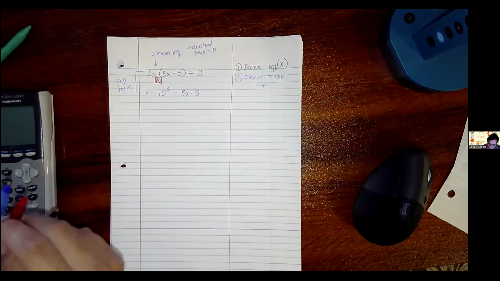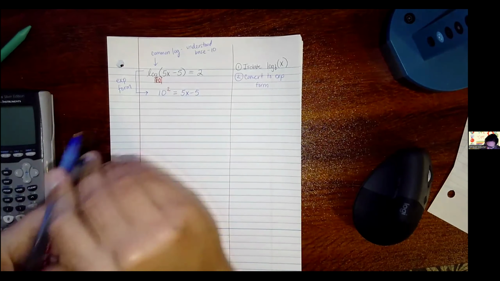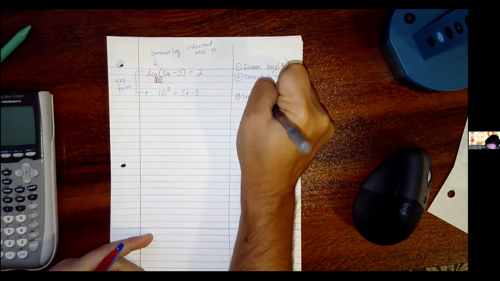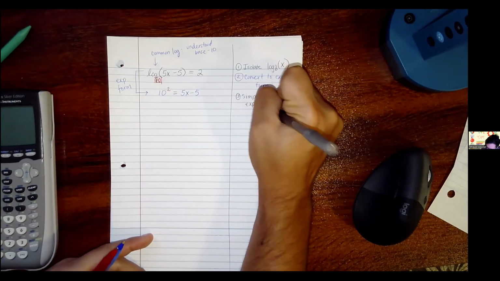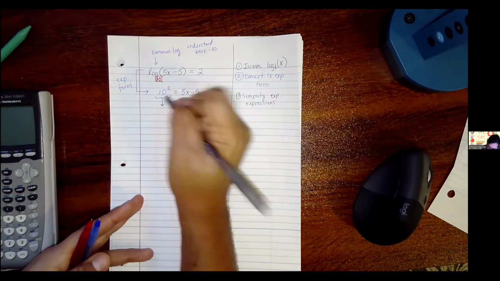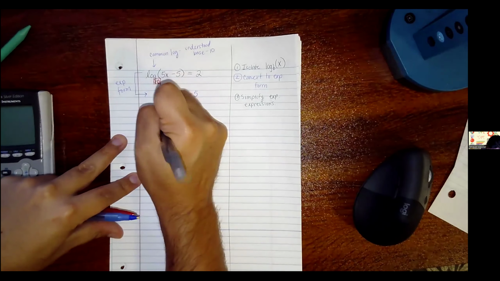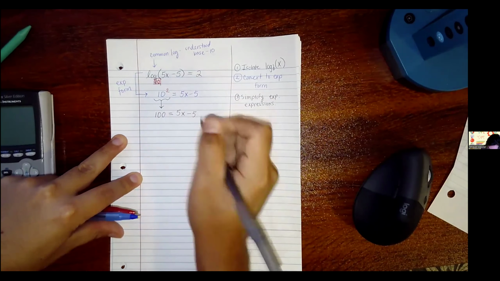If we have an exponential expression, 10 to the second power, what we want to do now for our third step is to simplify any exponential expressions. So what is 10 to the second power? 100. Yeah, so this is just 100 is equal to 5x minus 5.